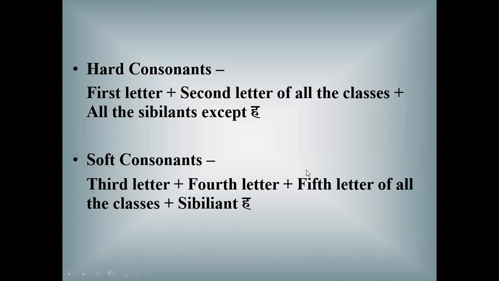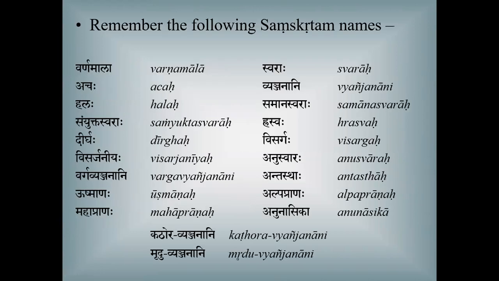In the next slide, you can see all the Sanskrit names we have come across so far. Varnamala, Swaraha. Varnamala means what? I will read the Sanskrit name and you can tell me the meaning. Varnamala: garland of letters. Swaraha: vowels. Achaha: also vowels. Vyanjanani: consonants. Halaha: consonants.